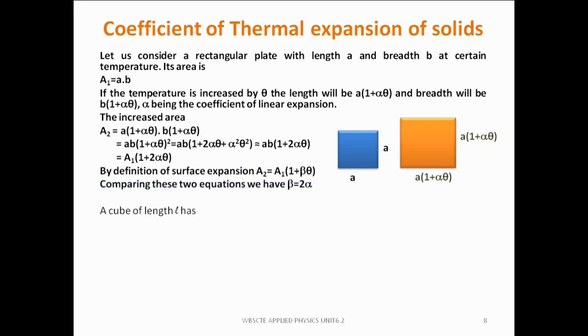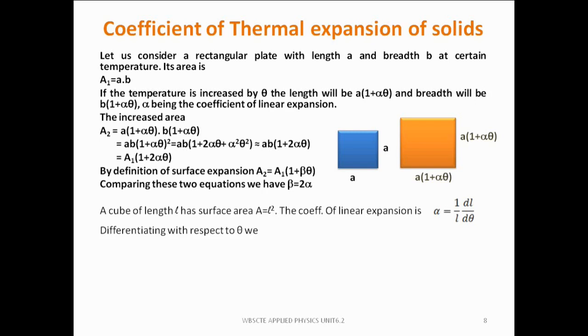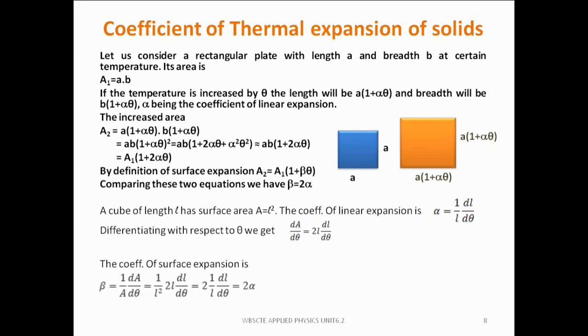A cube of length L has surface area A equal to L squared. The coefficient of linear expansion is alpha equal to 1 by L into dL by d theta. Now differentiating with respect to theta, we get dA by d theta equal to 2L dL by d theta. The coefficient of surface expansion is beta equal to 1 by A into dA by d theta, equal to 2 into 1 by L dL by d theta, that is equal to 2 alpha.